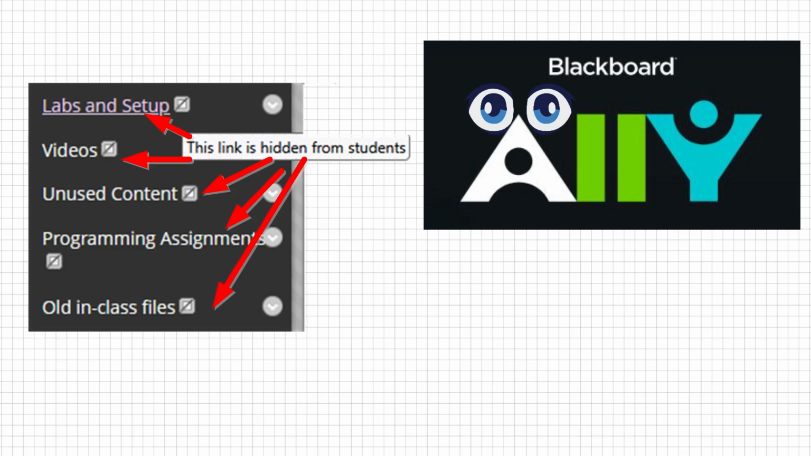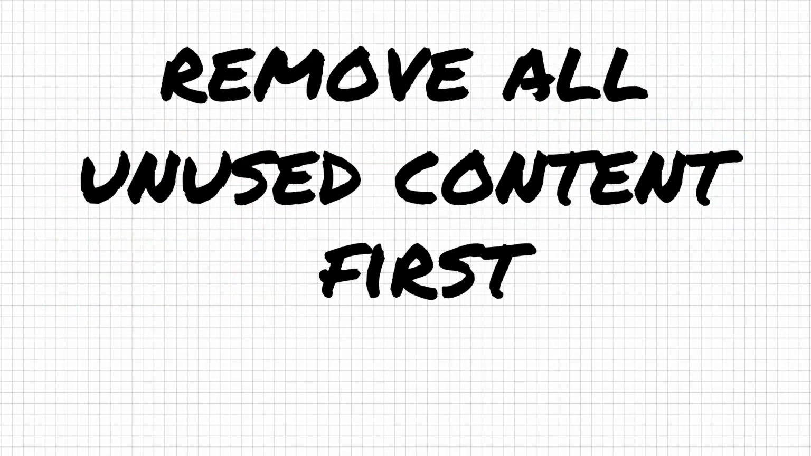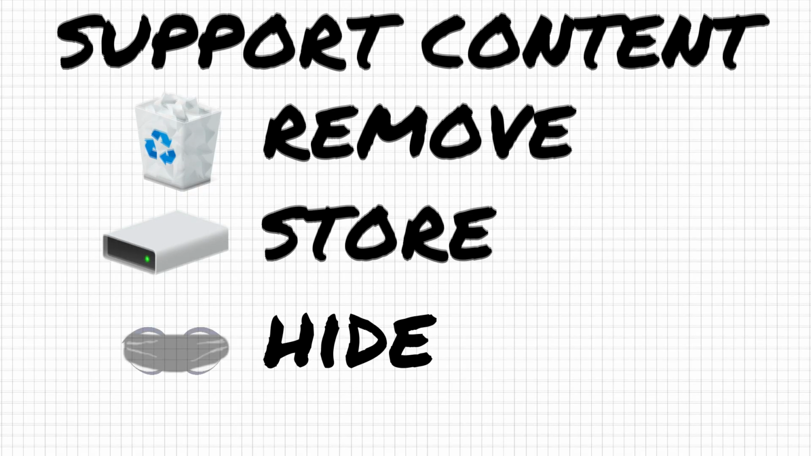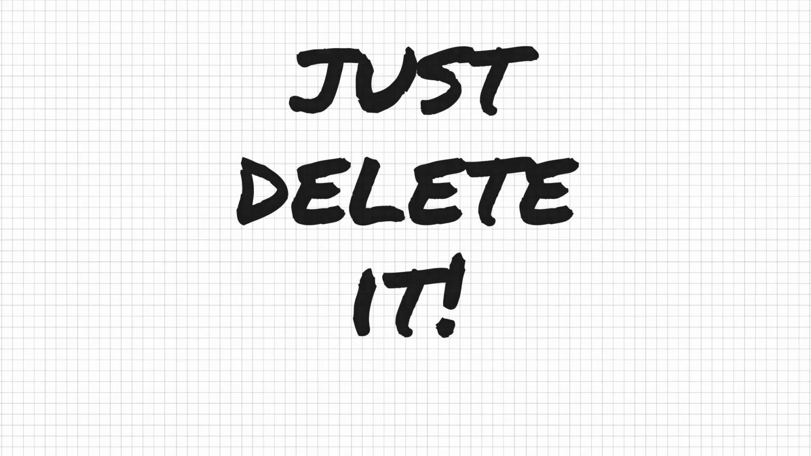This process is going to be quicker and less stressful if you remove everything that your students never see before you begin. There are basically 3 things you can do with this support content. Remove it, save it externally, or hide it from the accessibility checker. Let's start with removing it. If it's of no use to you, just delete it.